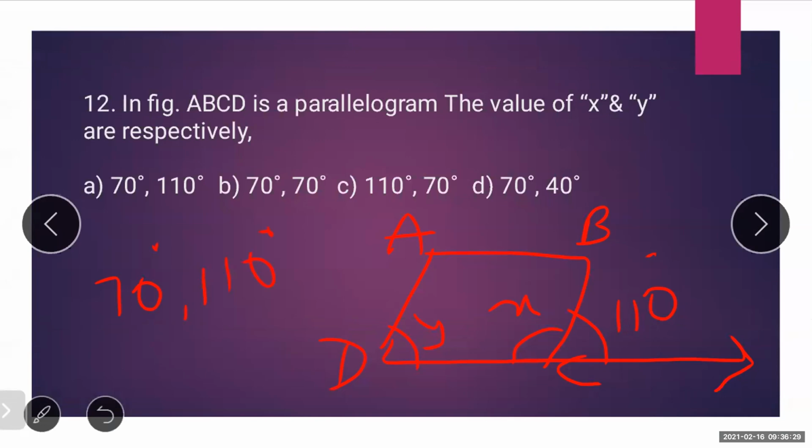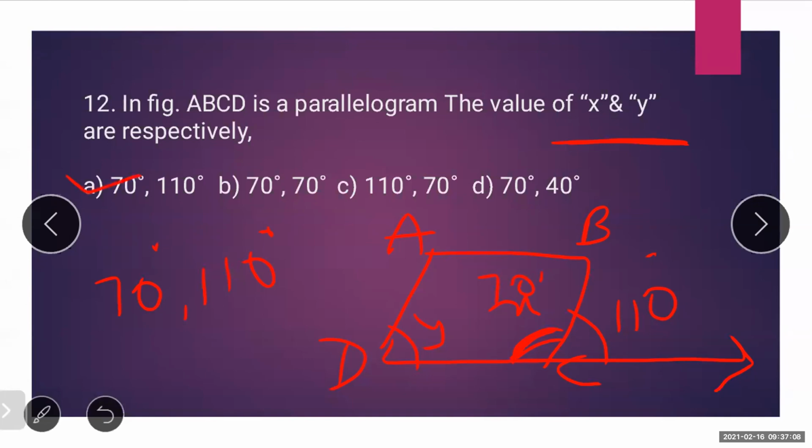Now here, see the order of the question, what they have asked. What is the value of x and y? See students, these are very minute things, but you need to concentrate. The value of x and y means the first value should be of x and the second value should be of y. So the value of x is 70 degrees, and the value of y is 110 degrees. So the correct option will be A.